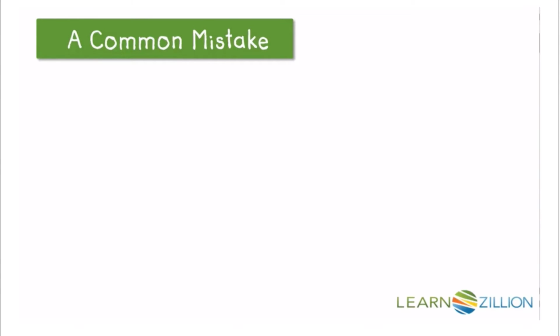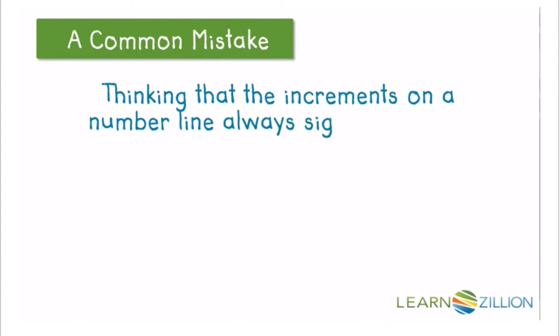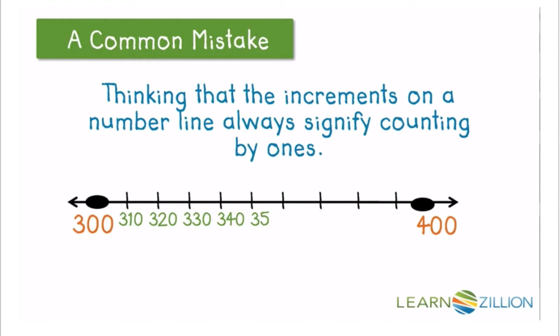A common mistake many students make is thinking that the increments on a number line always signify counting by ones. But the increments depend on the benchmark numbers. In this example, we're counting by tens. But sometimes you may need to count by ones, hundreds, thousands, or even twos or fives.